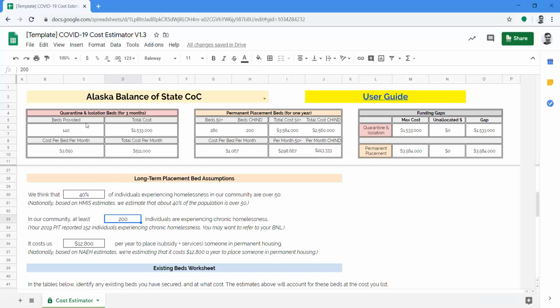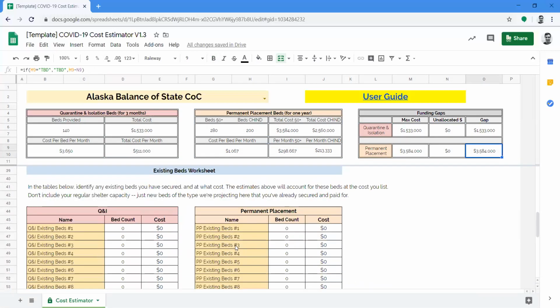So we've now seen how to estimate quarantine and isolation beds for a certain amount of months and permanent placement beds for 1 year. The last thing that this tool allows you to do is indicate the funding you've already received for these beds and try to estimate a gap between what's needed. So right now we have the estimated cost for the two interventions, and we have a gap, which is 100% of that cost because we haven't indicated any funds already allocated. There's two ways you can indicate funds. One is you can indicate beds you've already secured at a certain cost.